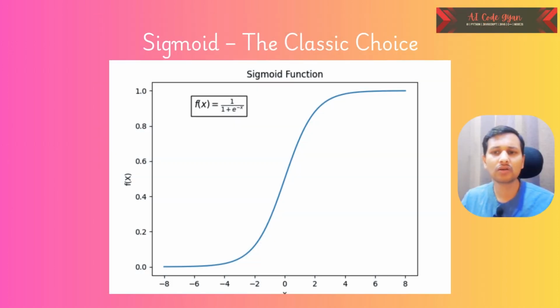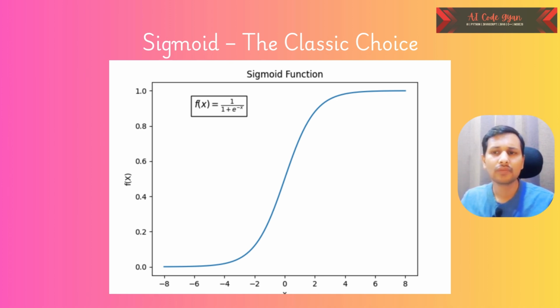Now let us talk about sigmoid. The sigmoid function is a logistic function. As you can see, it has smaller values till 0, and after that it goes up to 1. The equation is f(x) equal to 1 divided by (1 plus exponential of minus x).